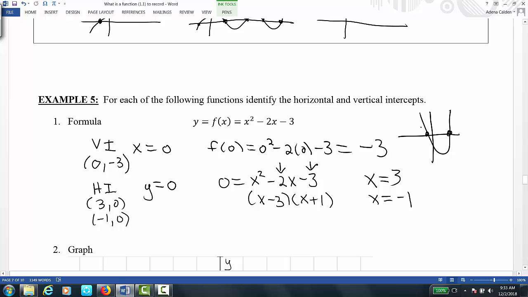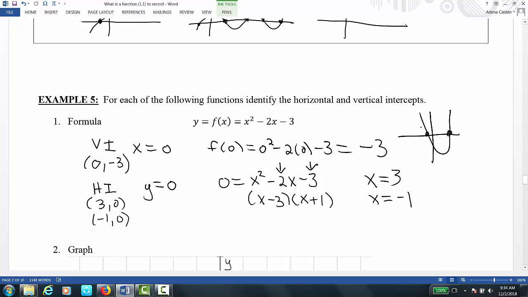So that makes sense to what we've said here about our intercepts. Our vertical intercept happened at negative 3, which is below the x-axis. That's what happened here. And our horizontal intercepts were at 3 and negative 1, which matches up with what the picture of this function looks like.